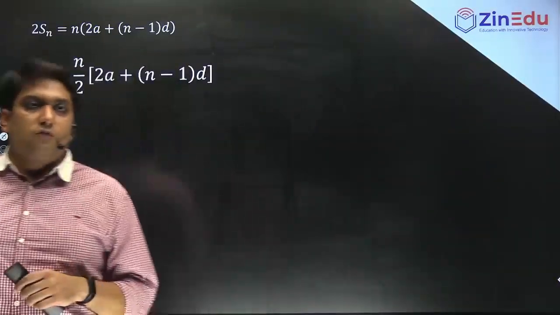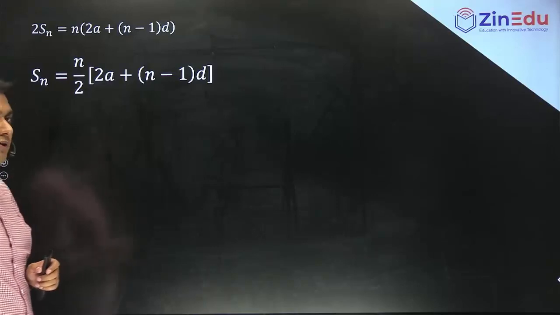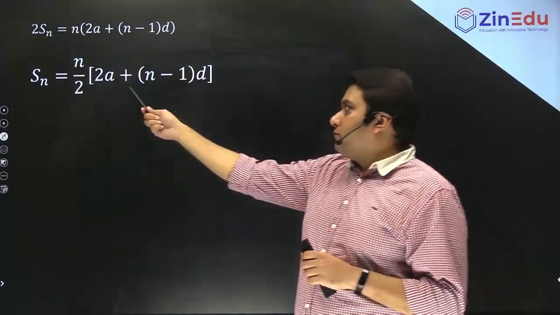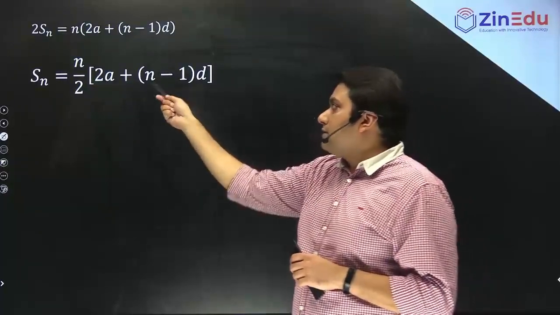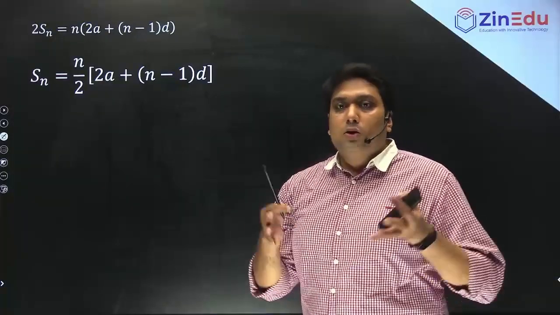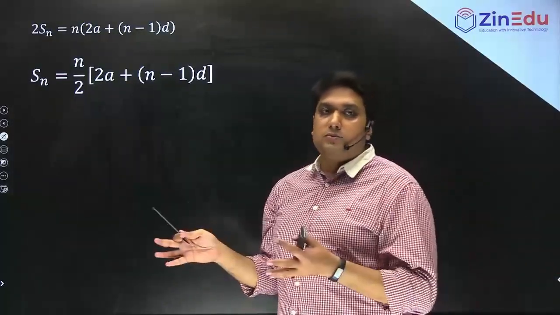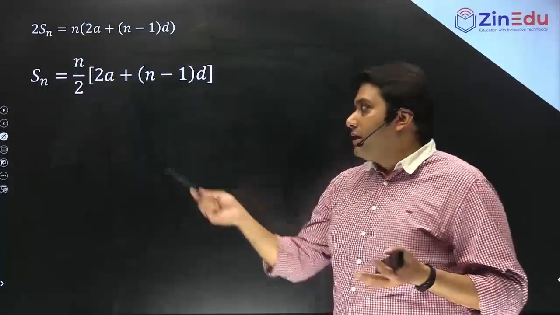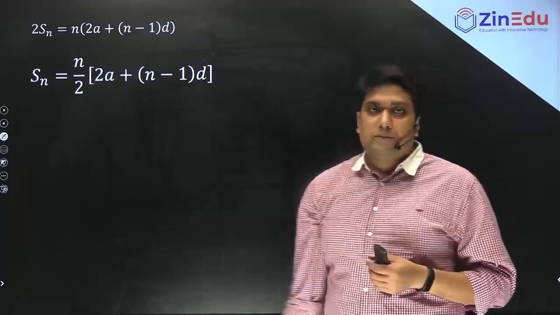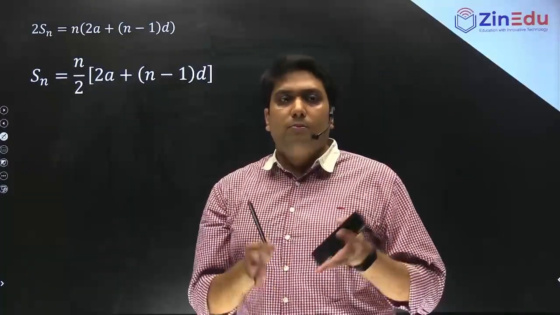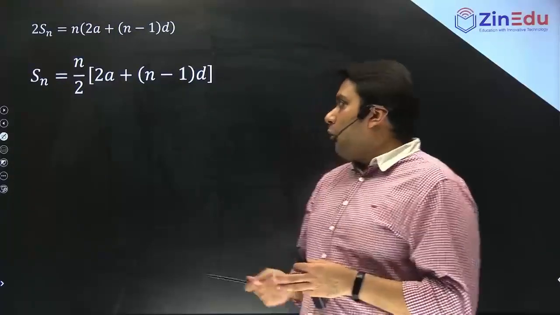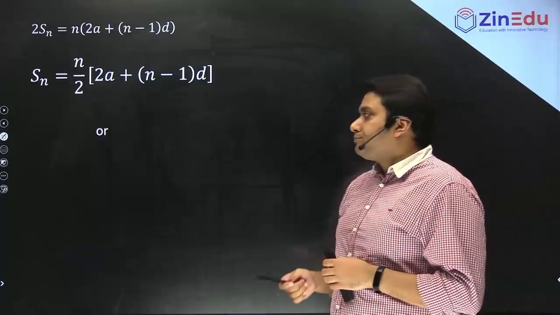So this is the formula for the sum of n terms of an AP, where A and D represent the first term and the common difference, and n is the number of terms. For example, if we are talking about 10 terms in an AP, S of 10 will be equal to 10 by 2 into 2A plus 10 minus 1 into D. Just replace the value of n by whatever number of terms are present with us. Is that clear?